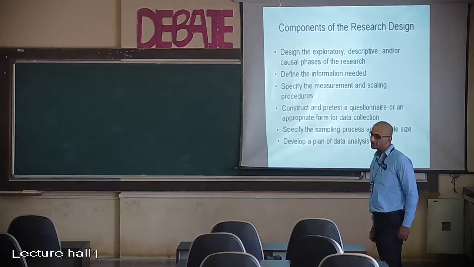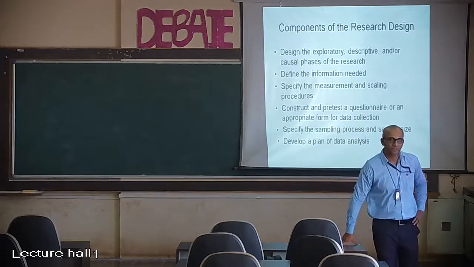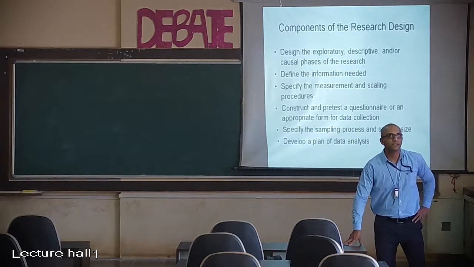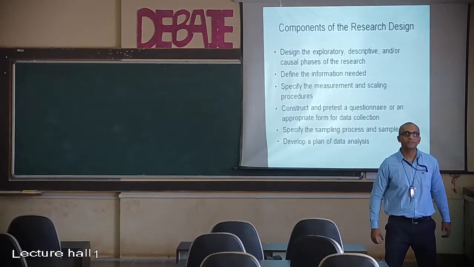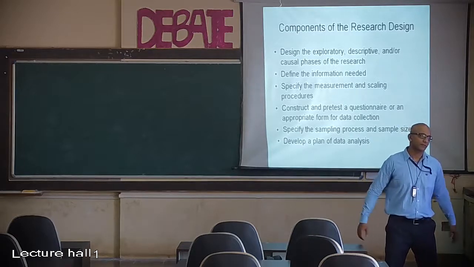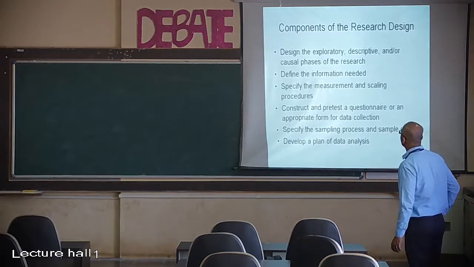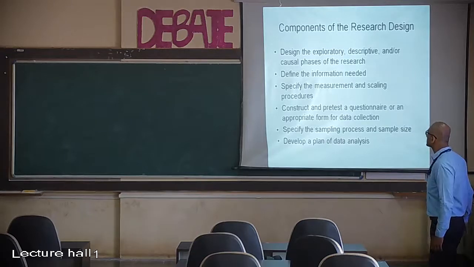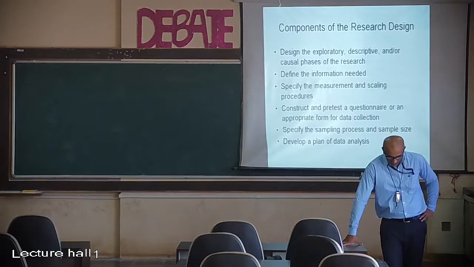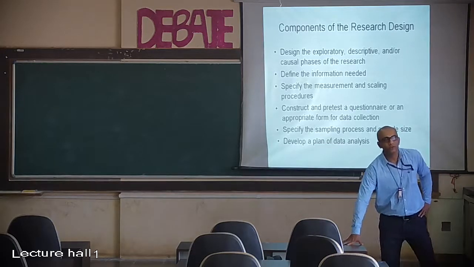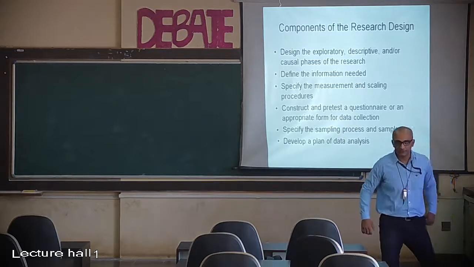We probably need the customer information. We probably need information from the different suppliers. We probably need information from the competitors about their pricing and their advertisement expenditure. So these are some of the information that is required. Going forward, we need to specify the measurement and scaling procedure as well. In research design, we need to specify how we are going to measure different variables.